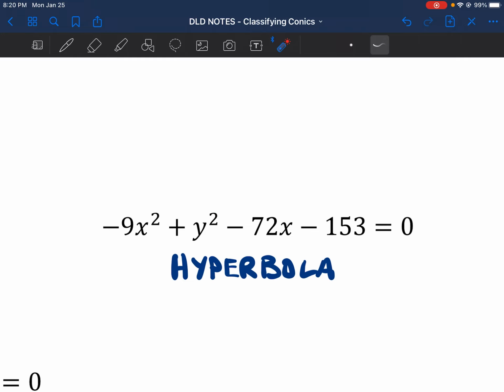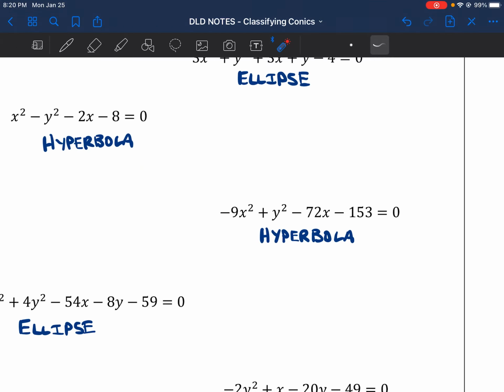Next, negative 9x squared plus y squared minus 72x minus 153 equals 0. Well, a is negative 9, b is positive 1. Neither of them is 0, so it's not a parabola. They're not equal to each other, so it's not a circle. And they don't have the same sign, so it's not an ellipse. Therefore, this is a hyperbola.